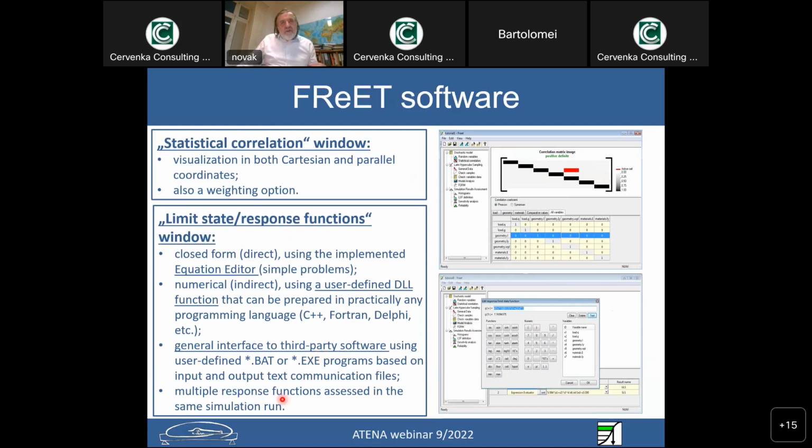But in case of ATENA, the interface to ATENA is developed very well into a very good user-friendly environment called SARA, and the transformation of data between ATENA and FReET, and from FReET back to ATENA, is done in a very easy way. So the user of the FReET software with ATENA under SARA software does not need to take care of this indirect definition of the limit state function. But it will be covered in 2 weeks by my colleague Radomir.